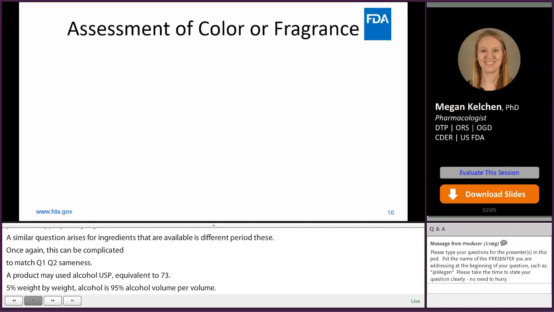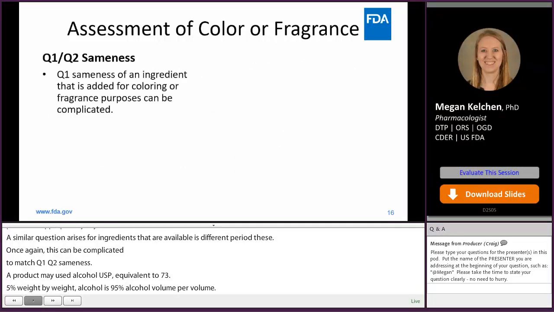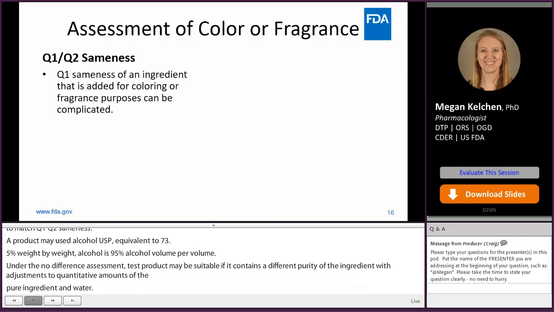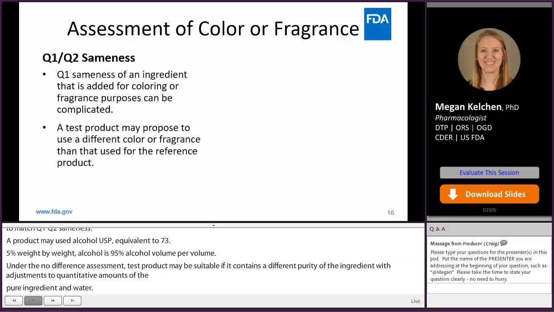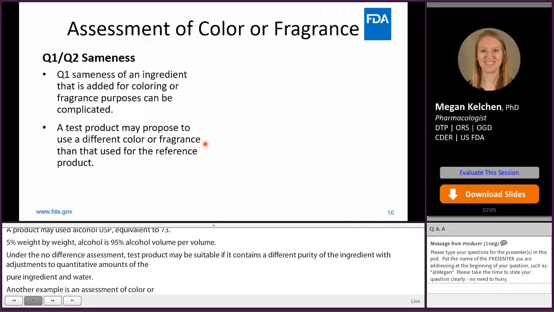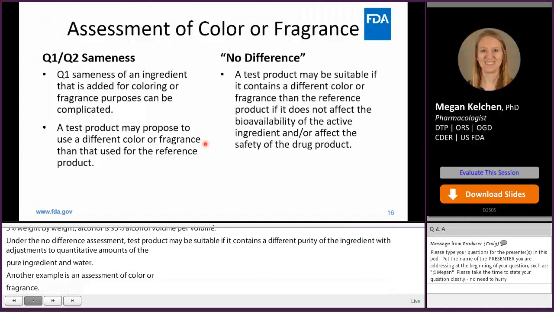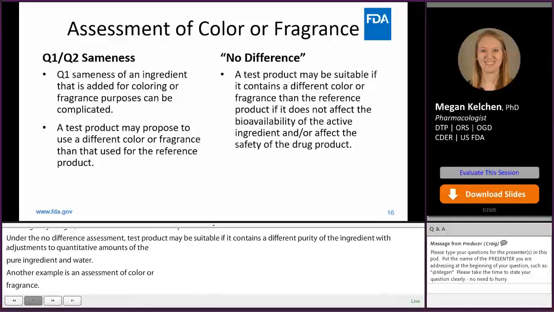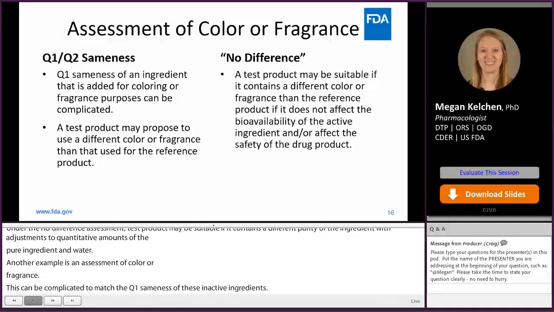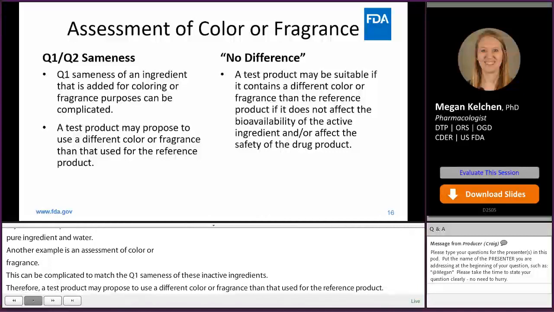Another example is an assessment of color or fragrance. This can be complicated to match the Q1 sameness of these inactive ingredients. And therefore, a test product may propose to use a different color or fragrance than that used for the reference product. Under the no difference standard, a test product may be suitable if it contains a different color or fragrance than the reference product, so long as the proposed color or fragrance in the test product does not affect the bioavailability of the active ingredient or affect the safety of the drug product.